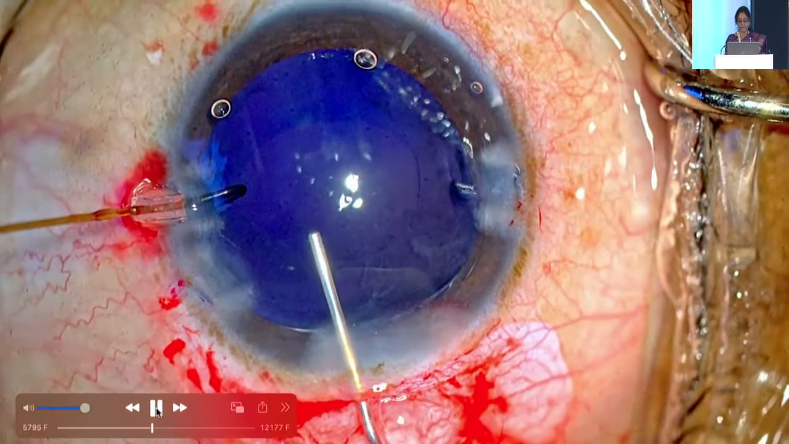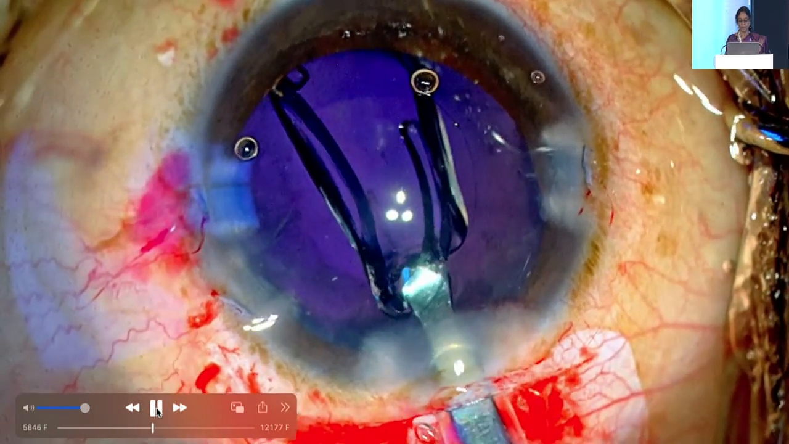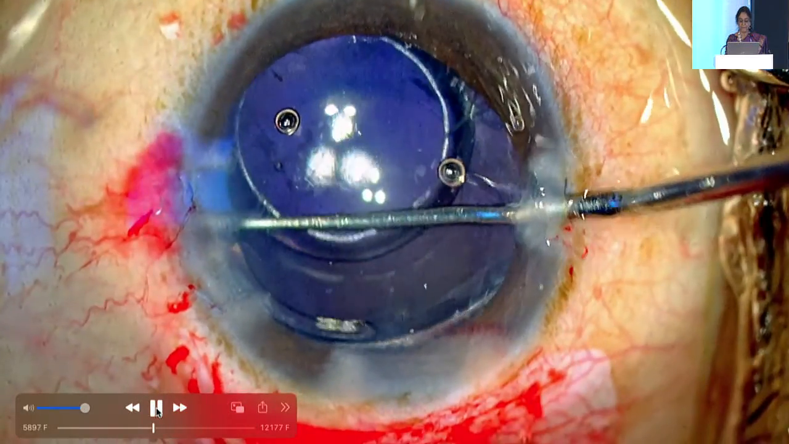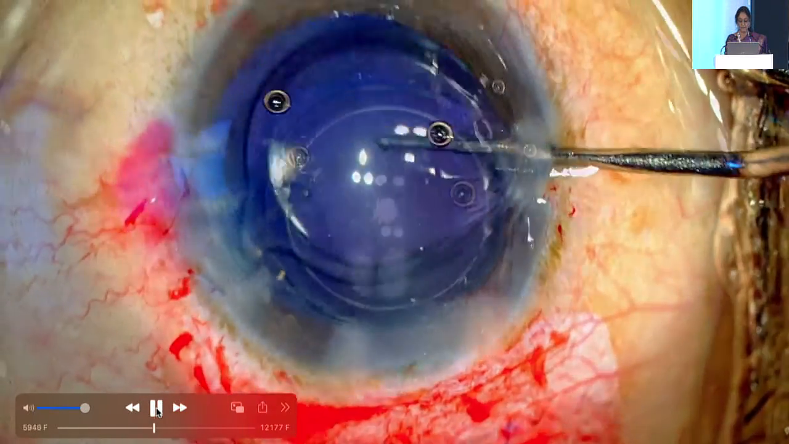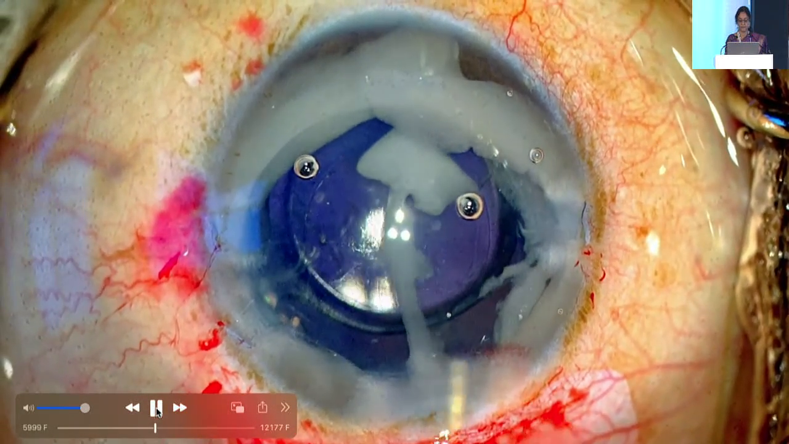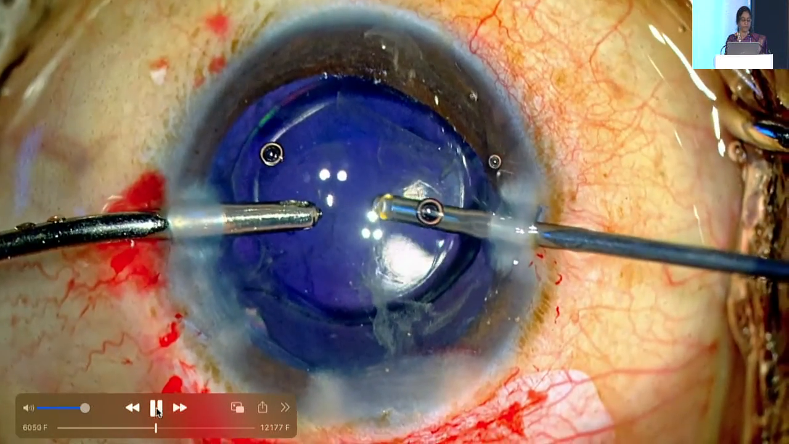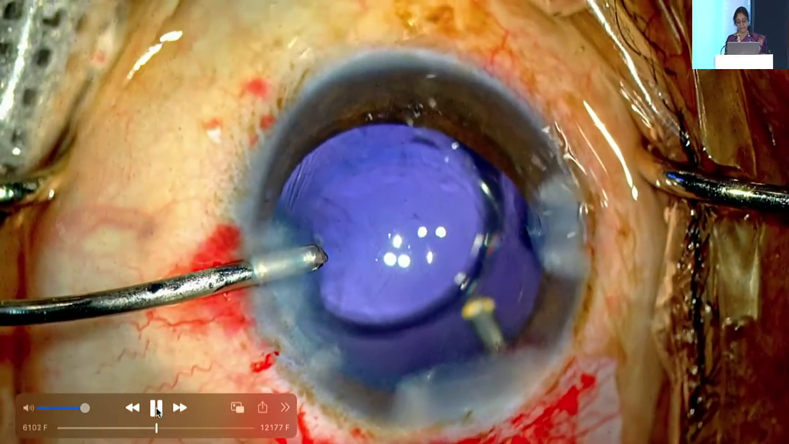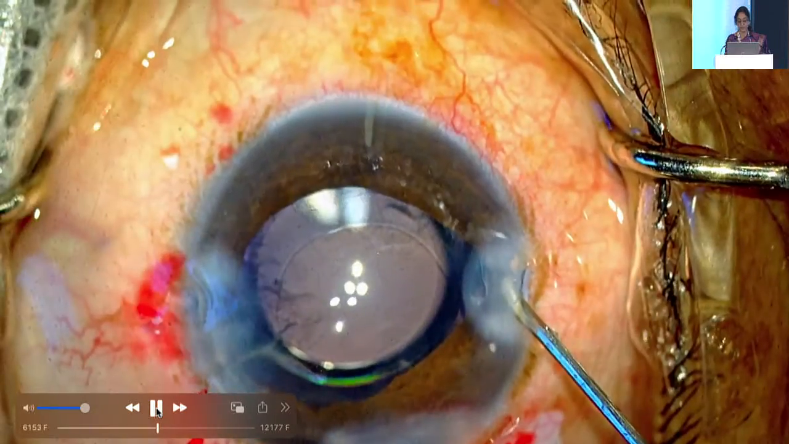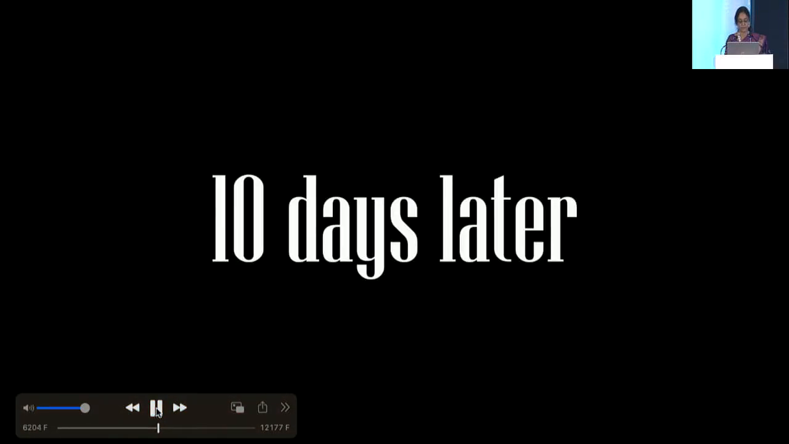I do pars plana vitrectomy, clear the vitreous which is trying to come every now and then, place the lens in the bag, check whether the vitreous is there by using diluted triamcinolone acetate. Once I'm sure that the vitreous is not there, I close the case.